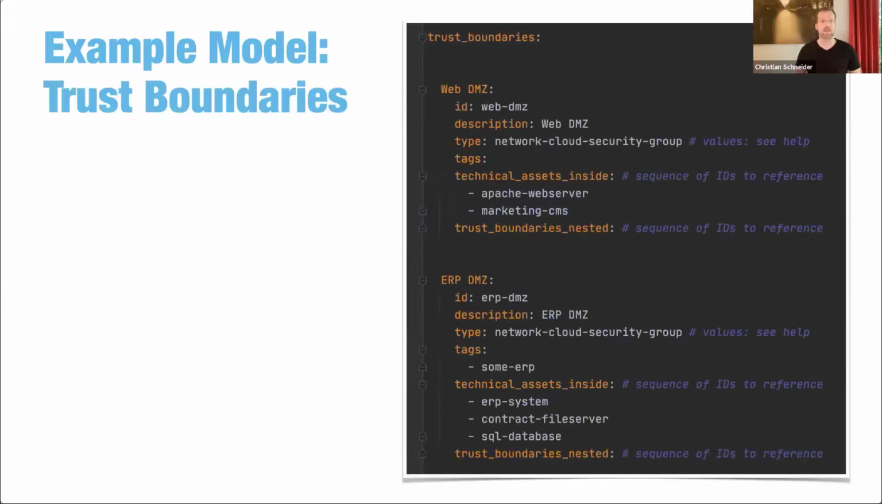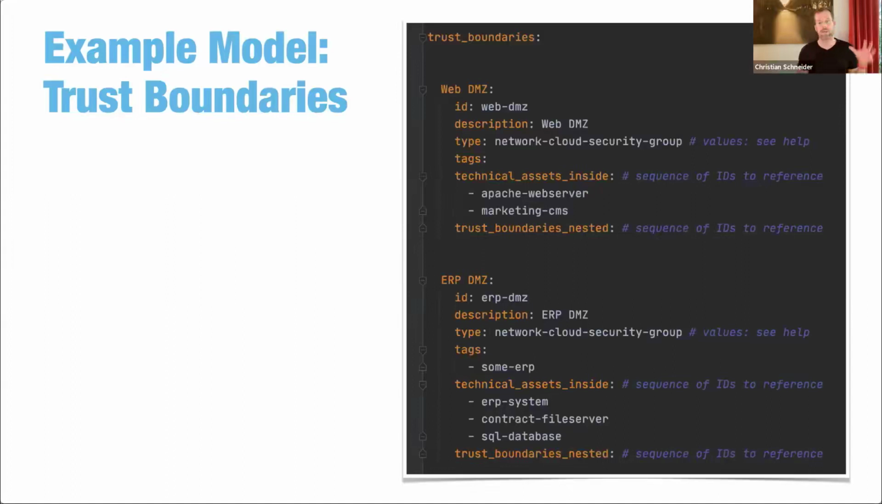And last but not least, the trust boundaries, those boxes that you basically use to group and isolate certain components from other parts of your architecture. There are different types of trust boundaries that you can choose from: network security group, network VLAN, or cloud security group things, or isolation policies in containerized environments and stuff like that. So here you give it just a name, and also you just reference the technical assets that are being placed in that kind of trust boundary.